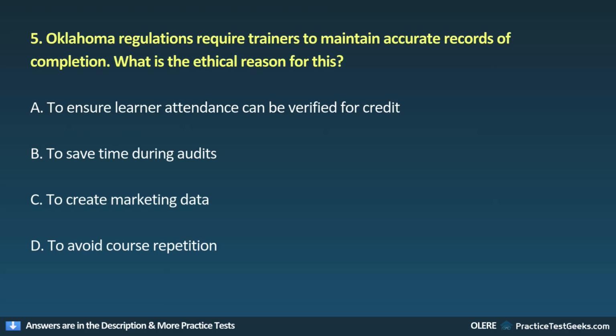5. Oklahoma regulations require trainers to maintain accurate records of completion. What is the ethical reason for this? A. To ensure learner attendance can be verified for credit. B. To save time during audits. C. To create marketing data. D. To avoid course repetition.